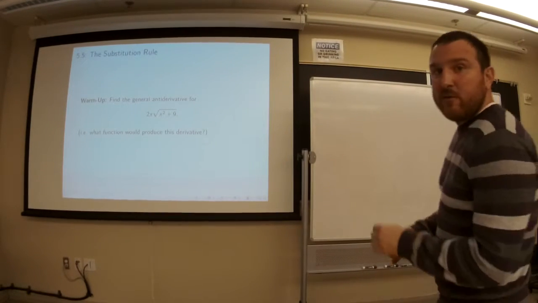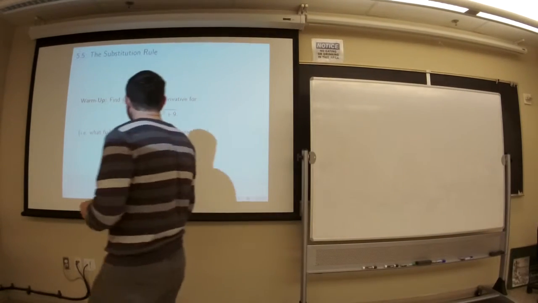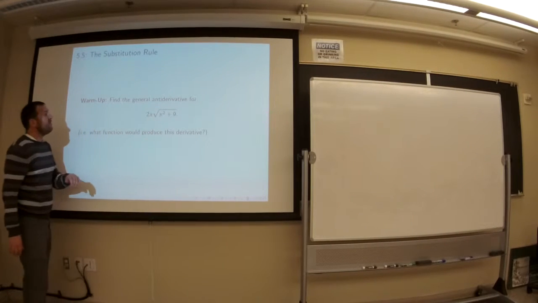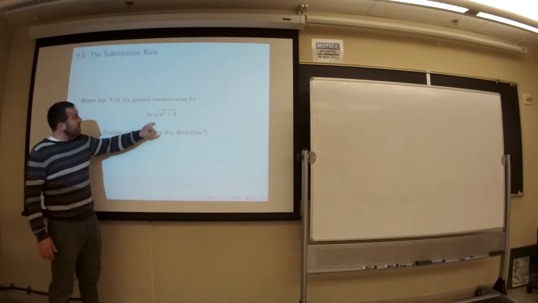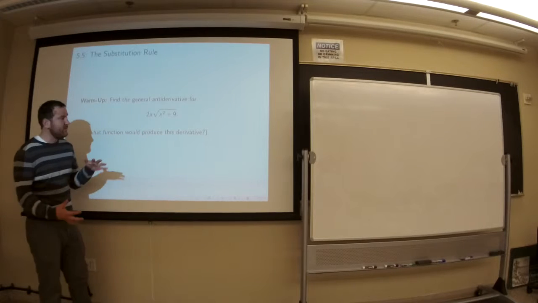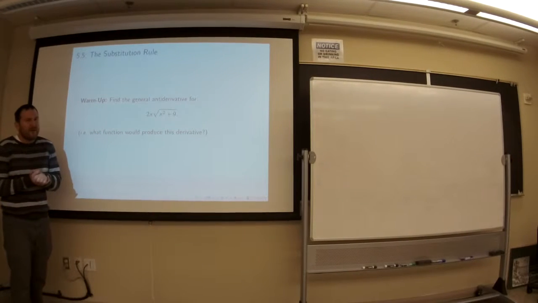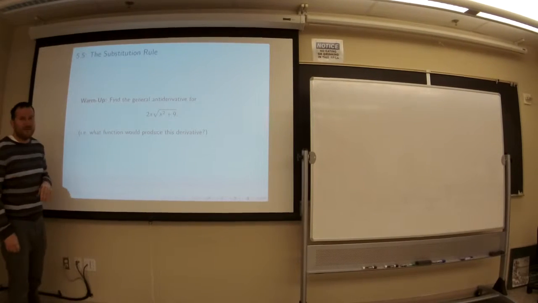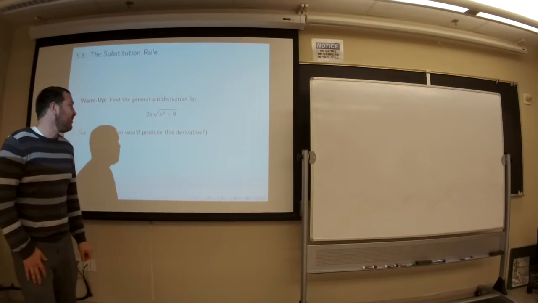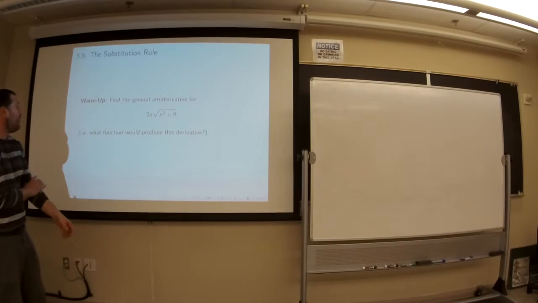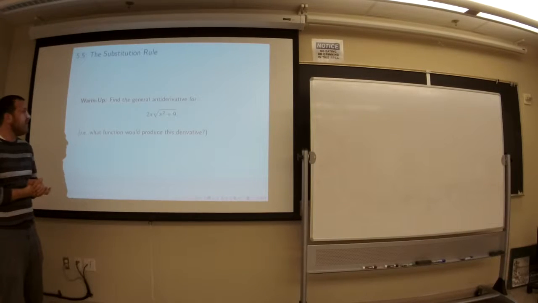Okay, so let's again start with a warm-up. Here we're trying to find the general antiderivative for the function 2x times the square root of x squared plus 9, which might be quite a bit more complicated than a lot of the functions that we've been integrating so far.